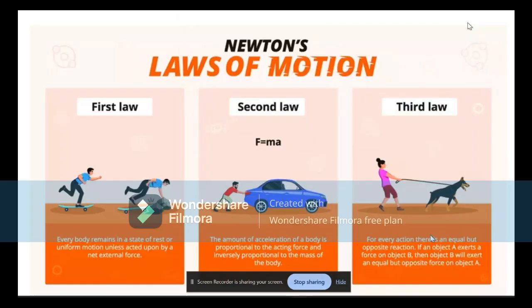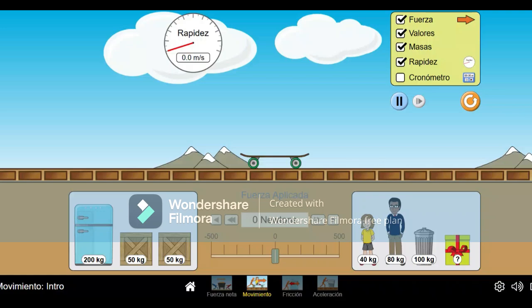When we talk about net force, we can observe that a larger net force results in a larger acceleration. This is expressed as F equals ma, which is stated in Newton's second law of motion: the acceleration of a body is proportional to the acting force and inversely proportional to the mass of the body. This second simulator is about movement.